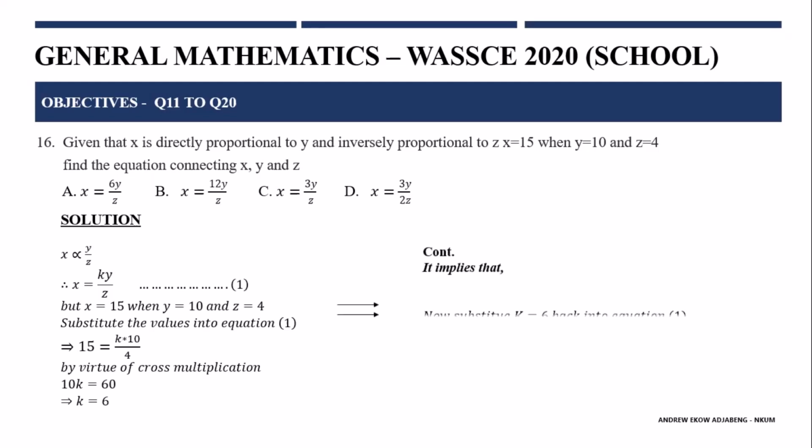This result implies that now that we know the value of k, we can substitute it into equation 1, as we see here. And that means that our value x equals 6y over z. And that solution, x equals 6y over z, is the right solution for A. So here, A is the right solution.